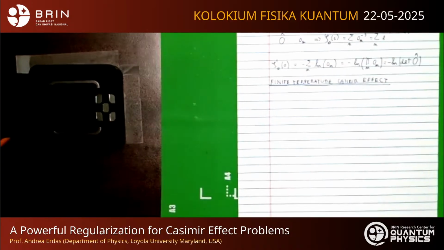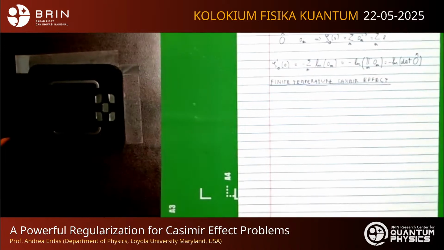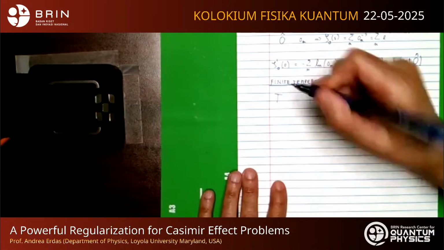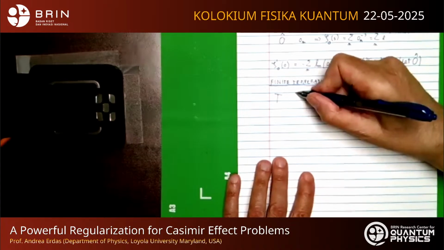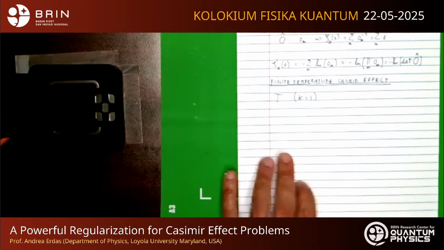Okay, so we consider the same system where we have two parallel plates at the distance d, and there is a real quantum field between them, and it satisfies the usual Dirichlet boundary condition on the plates. And now I'll assume that this system is in thermal equilibrium with a heat reservoir at temperature T. So the system is at temperature T and not at zero temperature. In this discussion, I'll use k equals 1, where k is Boltzmann's constant.